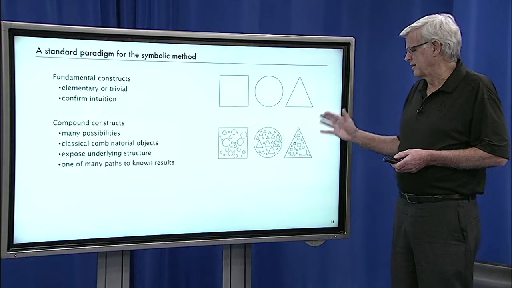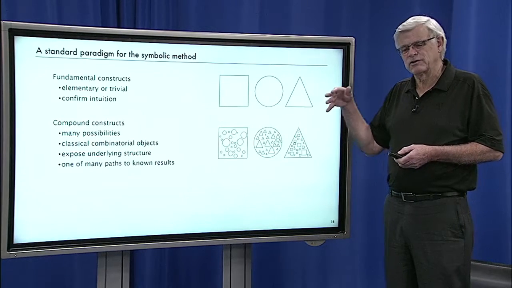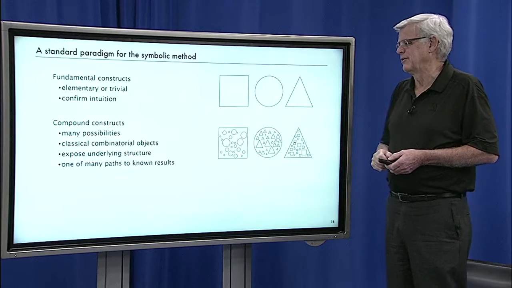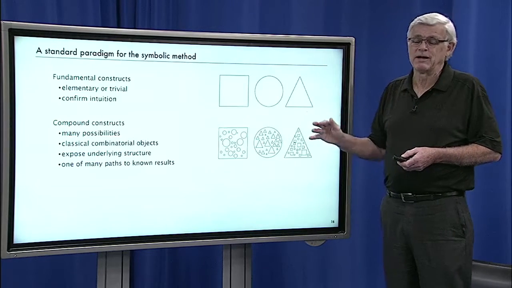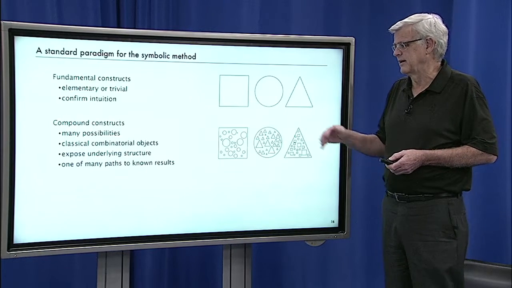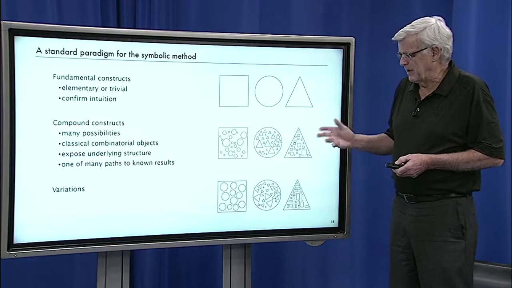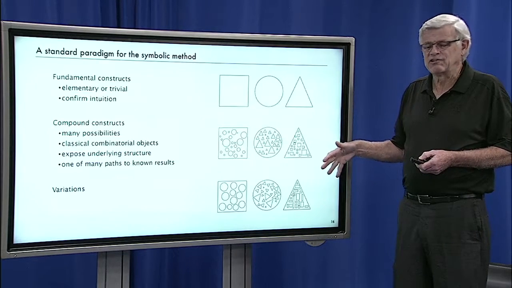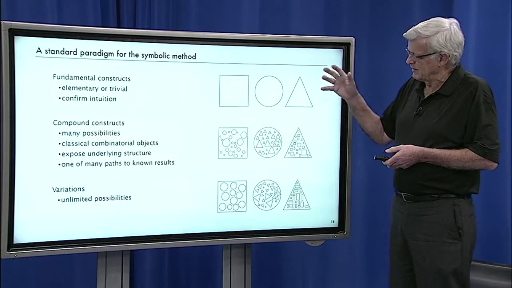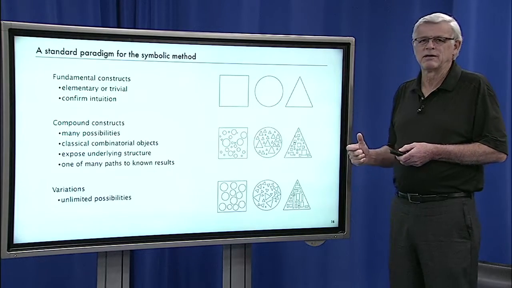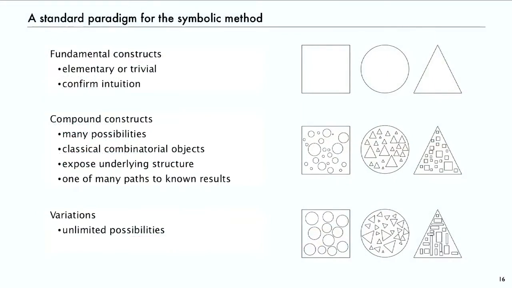But a lot of times we're just exploring one path to a known result for the natural combinatorial objects, a lot of them that we're going to look at today. But the main point is that we can study variations where we try other possibilities. We have restrictions on things and so forth. And this is what comes up in practical applications, and there's an unlimited number of possibilities.